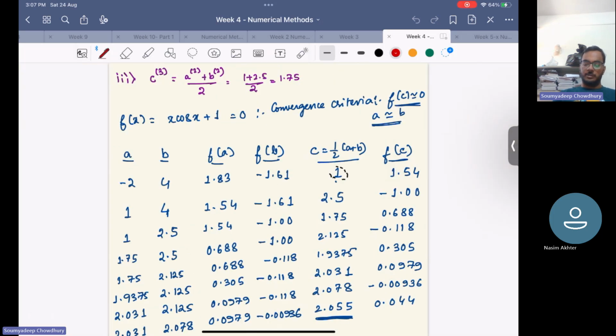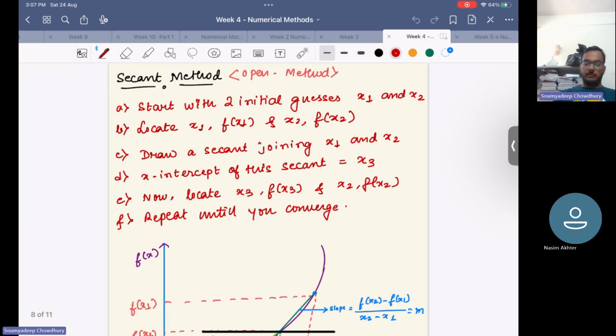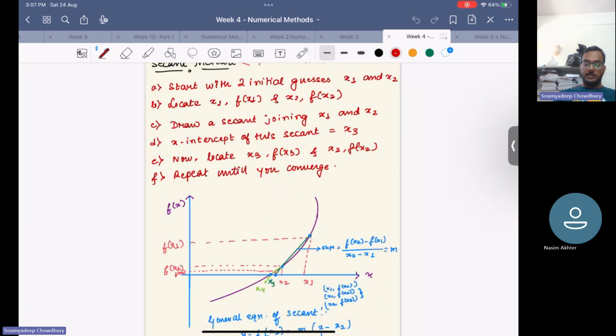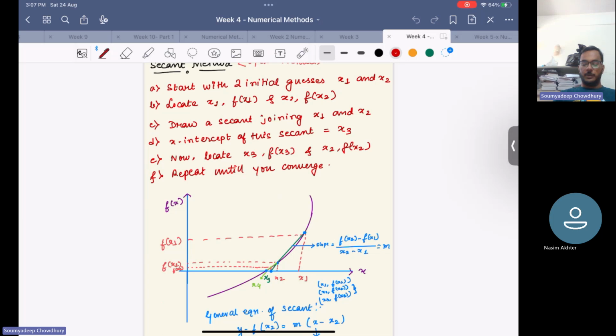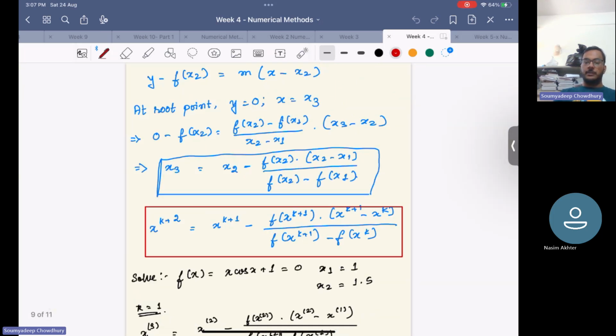Then we discussed the bisection method and its graphical interpretation. Then I solved one equation based on the bisection method. And then we moved to the secant method, an open method where we have two initial guesses of the solution. I described how to find the equation of a secant, and from that how to get the iterative formula, which is highlighted here.